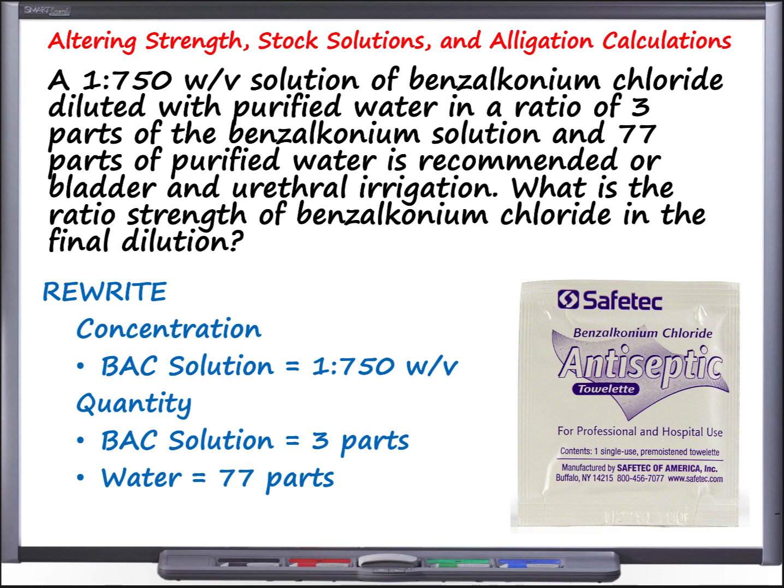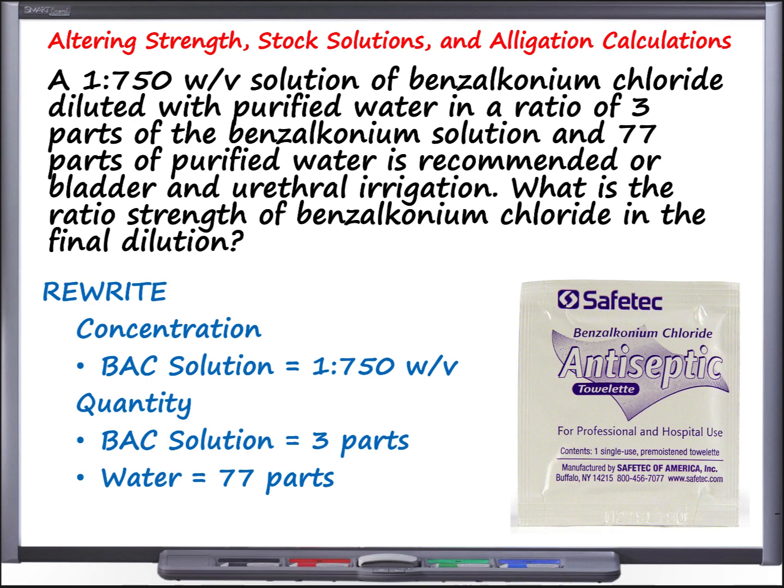To read the question, it says, a 1 to 750 weight per volume solution of benzalkonium chloride. So keep in mind, that's what we already have. We have a stock solution of benzalkonium chloride already, and it has a concentration of 1 to 750 weight per volume. What we're going to do with that pre-existing solution is dilute it further with water.